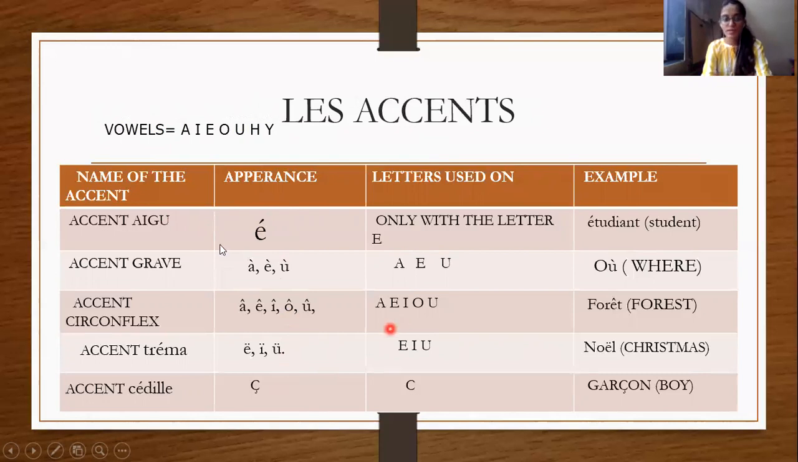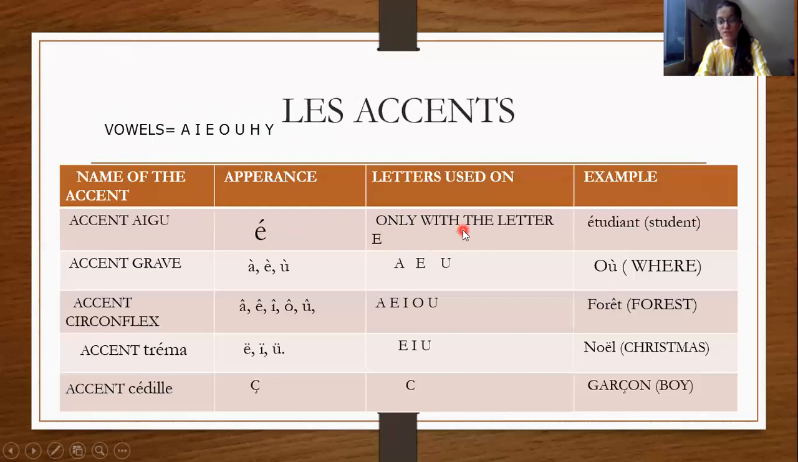So, the first accent which we are going to do is accent aigu. It is only used with the letter E. Now, how does it look, or how to remember it? As we all have studied acute angle triangle in English, it's on this side. So that is the way accent aigu is on the right hand side. In English, it is also called the acute accent.